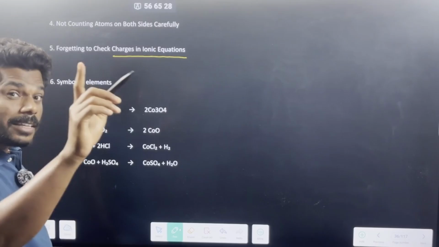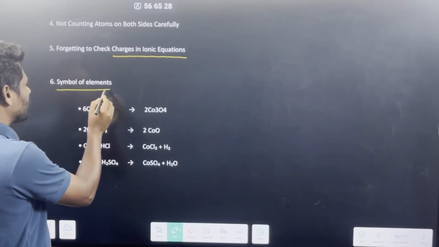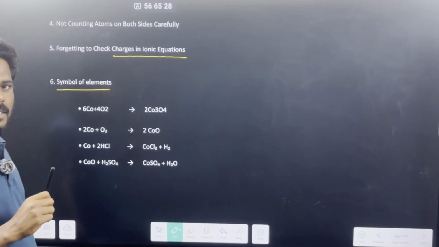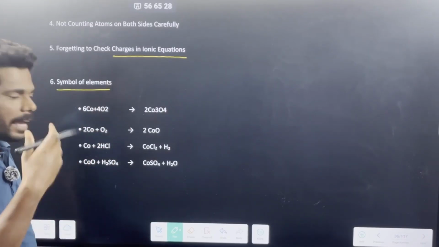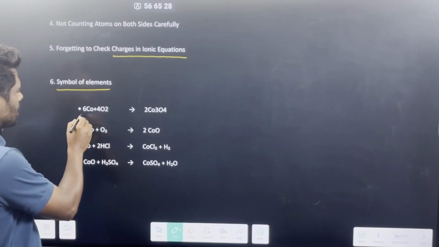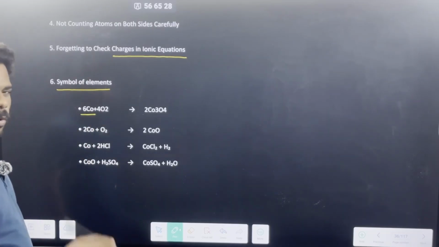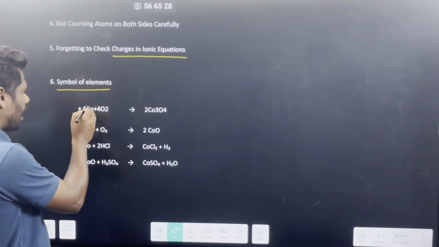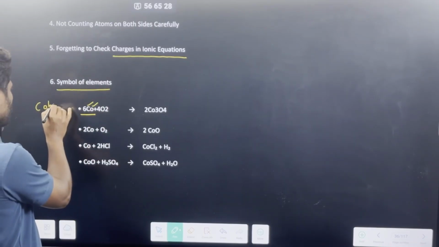And this is another common mistake, symbol of elements. Do not forget the difference between whether it is an element or a compound. For example, see here, CO, 6CO. Don't think that this is carbon and this is oxygen. This is actually cobalt.